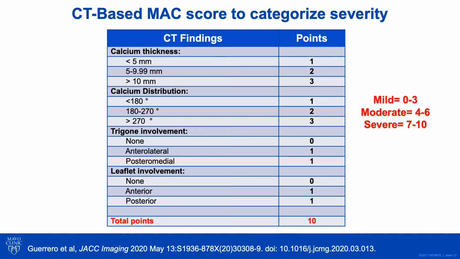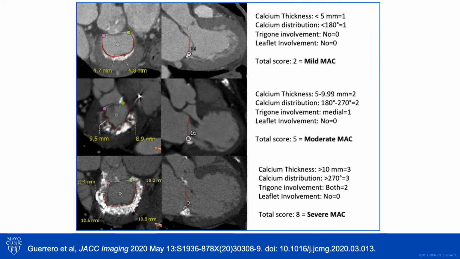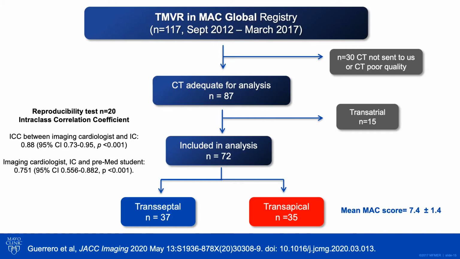And we consider mild MAC if we see 0 to 3 points, moderate 4 to 6, and severe 7 to 10. And you see here a few examples of what we would call mild, moderate, or severe MAC according to the score of 2, 5, and 8 in these particular examples. So we went back to the TMVR in MAC Global Registry patients and we analyzed those CT scans. We have 87 with adequate quality for analysis.